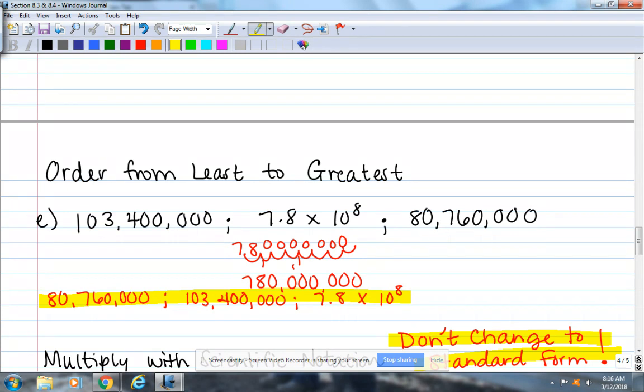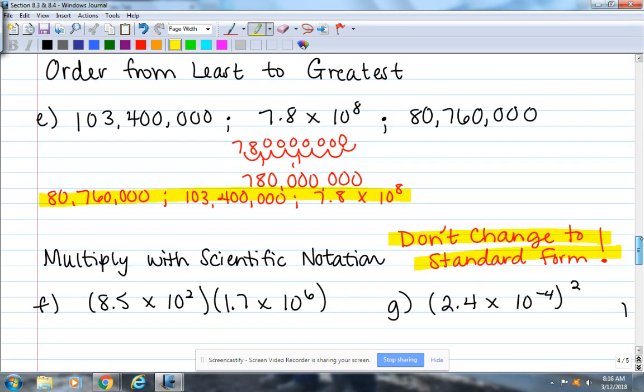Now, if I had 2 of them that were in scientific and 1 in standard, I would probably fix that last one into scientific. Okay? I'd rather change 1 than change 2 or 3. All right. So that's how you order them from least to greatest. Depends on what the directions say.